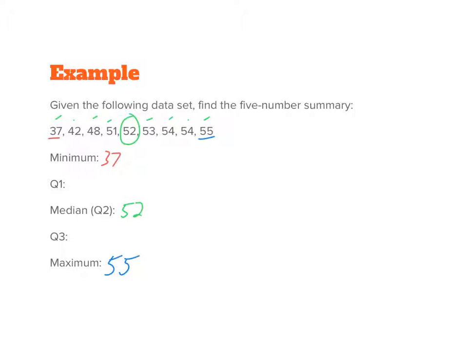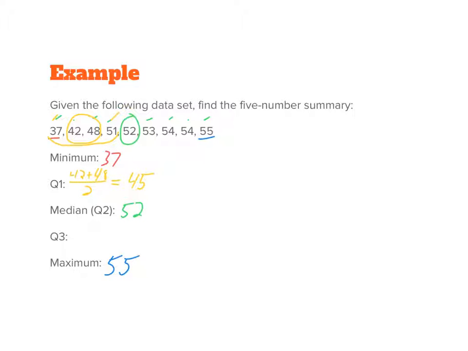So now for quartile 1, I cannot include 52, so I only take these 4 numbers and I cross them off, 1, 2, and you'll notice I've got 2 numbers here for my median, so I'm going to need to add those together and divide it by 2, giving me a quartile 1 value of 45.